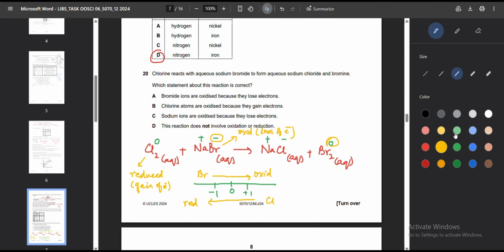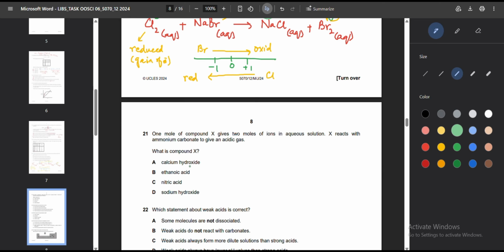So now let's see which is the correct option. The correct option would be that bromide ions are oxidized because they lose electrons. Yes, bromide ions are oxidized and they have lost electrons. So option A is the correct one. Chlorine atoms are oxidized? No, chlorine is not oxidized. Sodium ions, there is no change in sodium ions. It's positive and it stays positive. There is no change. And the reaction does not involve oxidation and reduction? Oxidation and reduction is happening in the reaction.